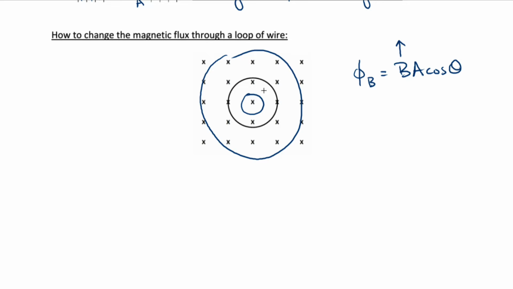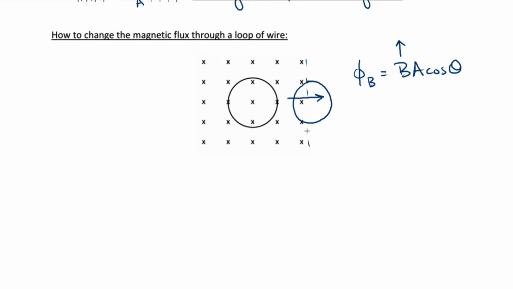We could also keep the area of the loop the same size, but move the loop out of the field. So if you imagine the field has an edge here, then if the loop is over here, only the part of the loop that is inside the field is enclosing any magnetic field lines, and so moving it out of the field is going to change the flux as well. So those are ways that we could change the effective area that is in the field. We could also change the angle, that is, change the angle between the normal to the loop and the magnetic field. In other words, we could rotate the loop.